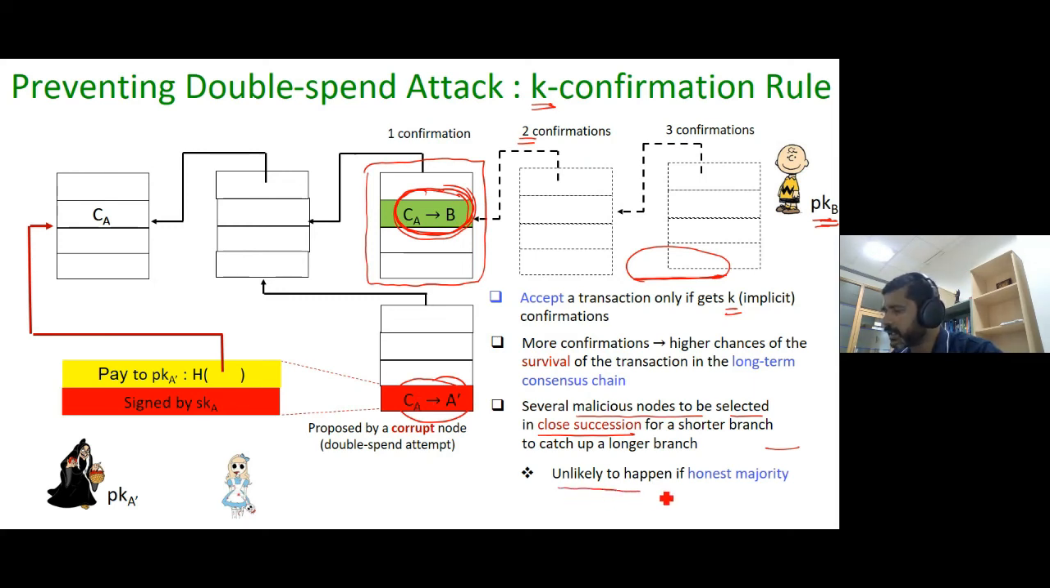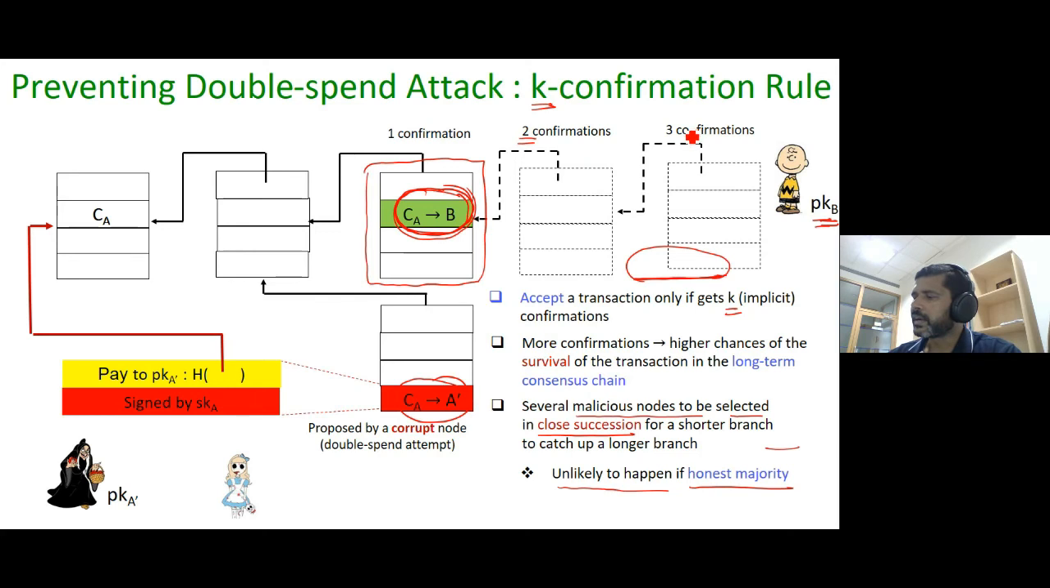But this is unlikely to happen if we assume that the majority of the participants in the Bitcoin network are honest. That's what I mean by honest majority. So if I assume that 51% of the people in the system are good, then the probability that a bad node gets selected to propose the next block in every iteration is about 1/2.